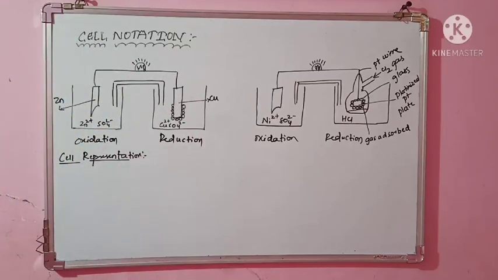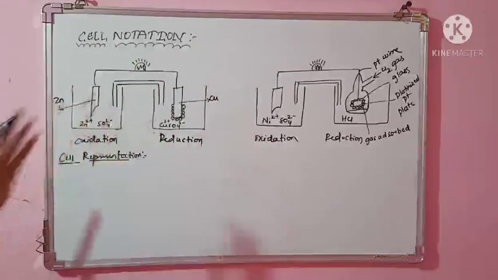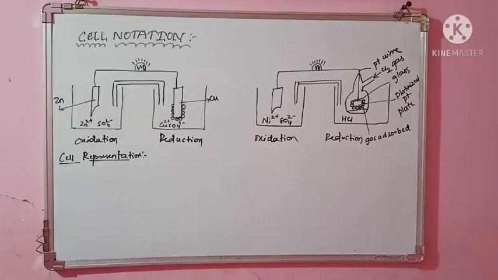So during complete cell representation, you have to always start from LHS. LHS means my left hand side. You have to go from left hand side to right hand side. You have to follow the path how it is. So it starts from LHS and goes to RHS like that. Okay, first coming to LHS.